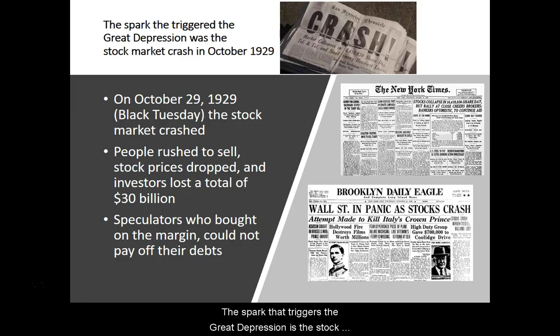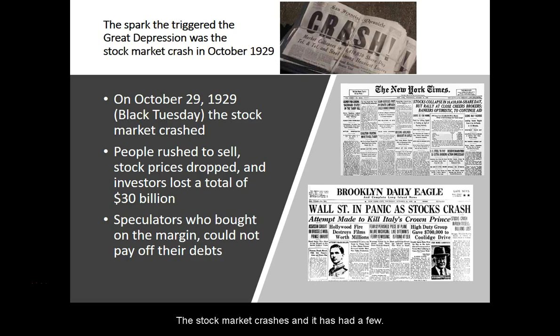The spark that triggers the Great Depression is the stock market crash in 1929. And this is not something that just all of a sudden happens. This is just when that bubble that we just talked about bursts. On October 29th, 1929, which is what we call Black Tuesday, the stock market crashes.